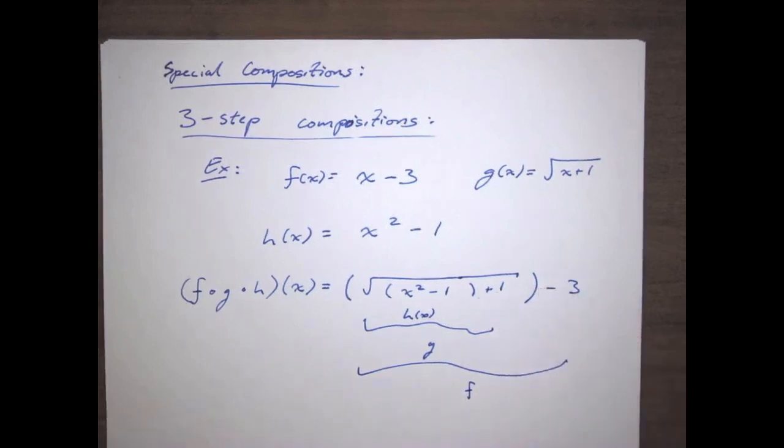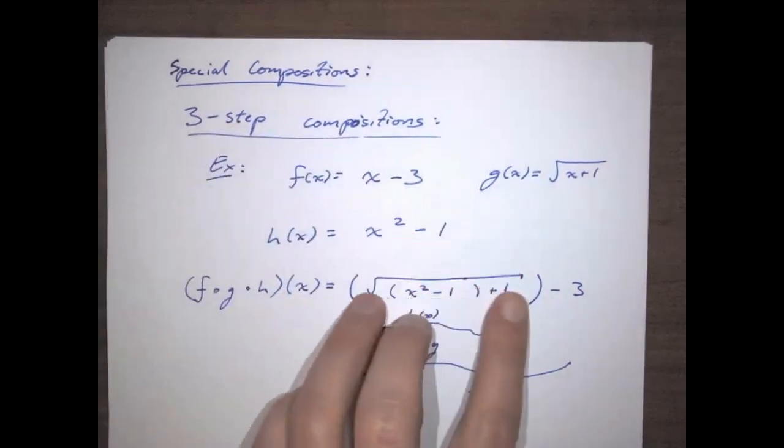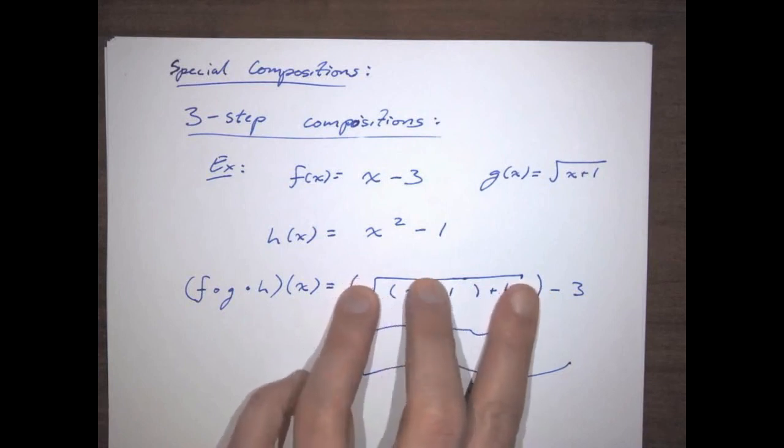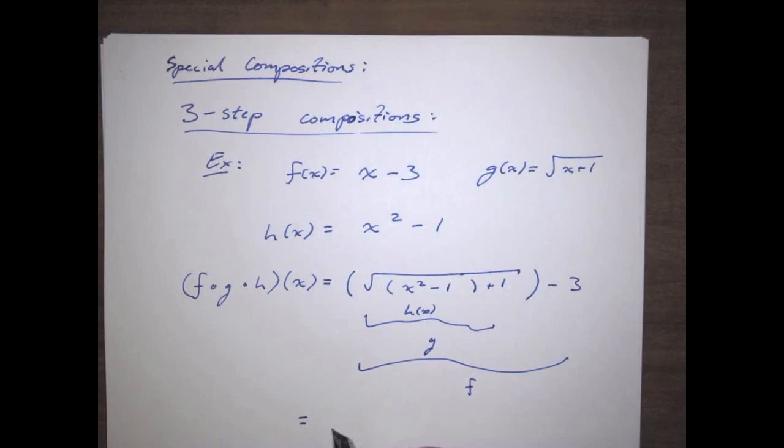So the three layers here are, the outer layer is f, inside that we have g, and inside that, where there's an x, we put x squared minus 1. And then we can simplify this, and for example right here, that 1 and that 1 will cancel, and we're going to have square root of x squared minus 1 plus 1. I'll just first take off those unnecessary parentheses. And so those are going to cancel each other. And then that means we have square root of x squared minus 3.